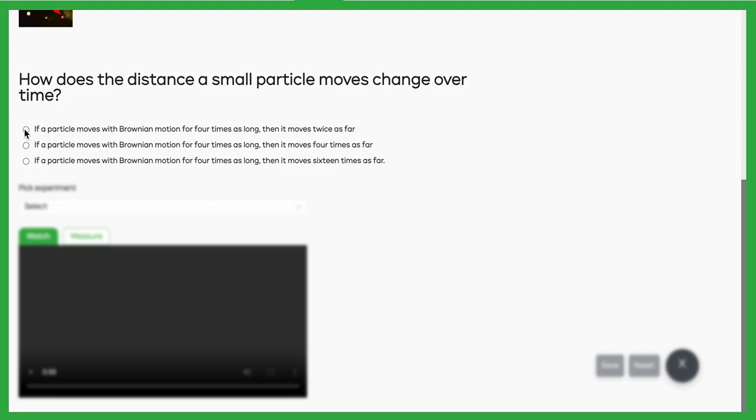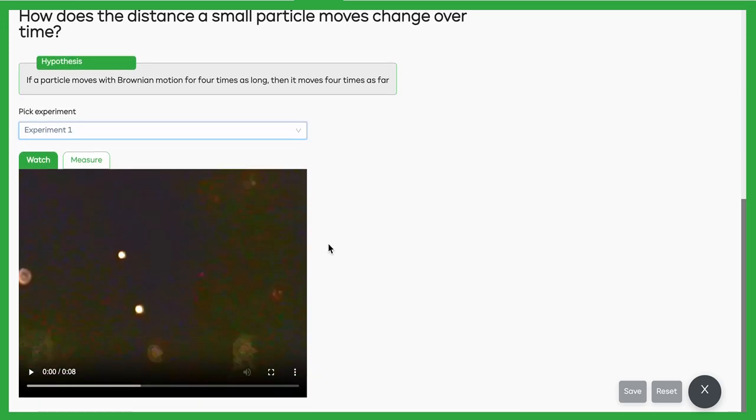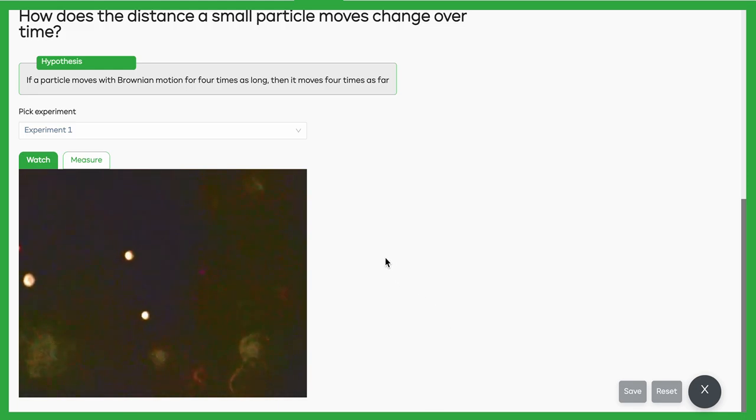And you can write or pick a hypothesis. Generally speaking, you're going to be picking a hypothesis from the list here. In advanced classes, you may have to write one. So I'm just going to click on a hypothesis. And then we're going to see that there's just 4 experiments to pick between. Each one is going to be a microscope view like this one. When we press play, we'll see the particles wobbling about.